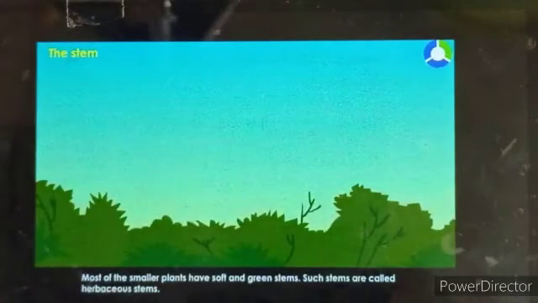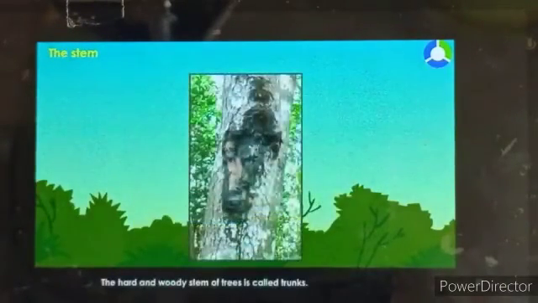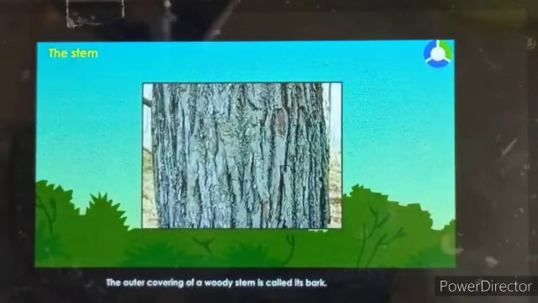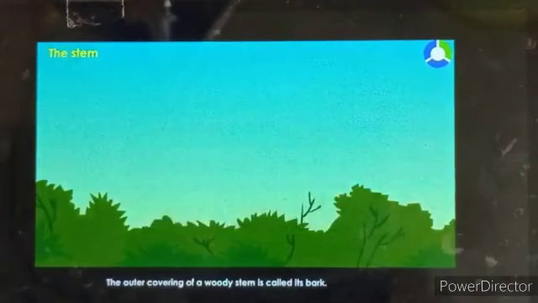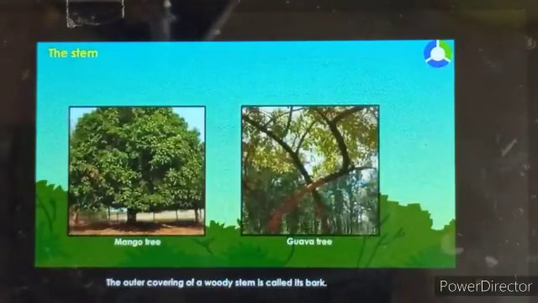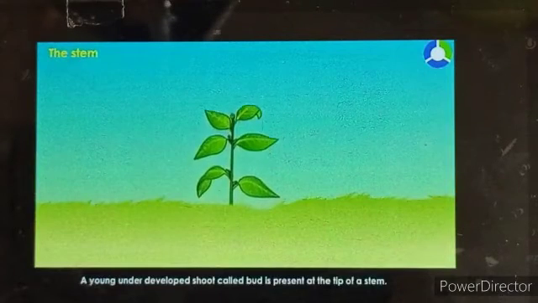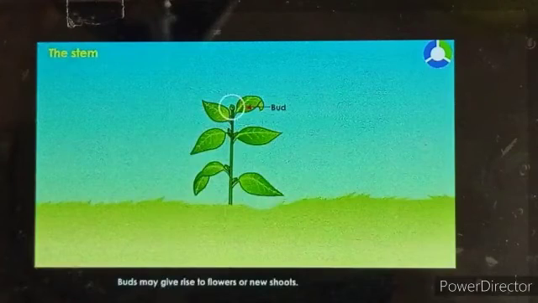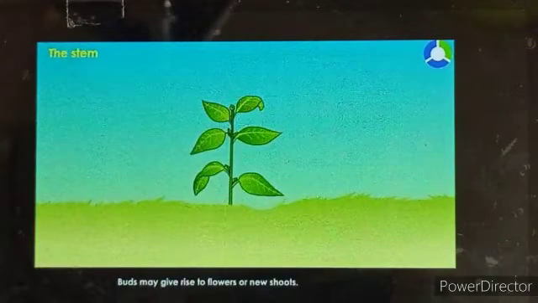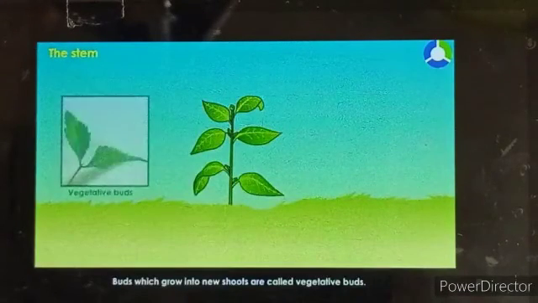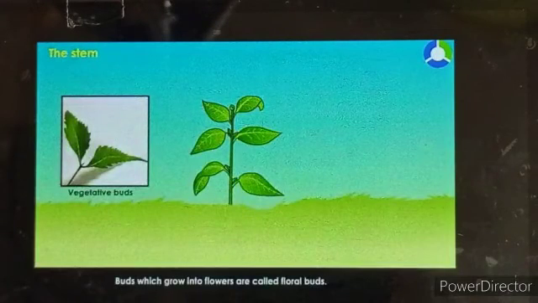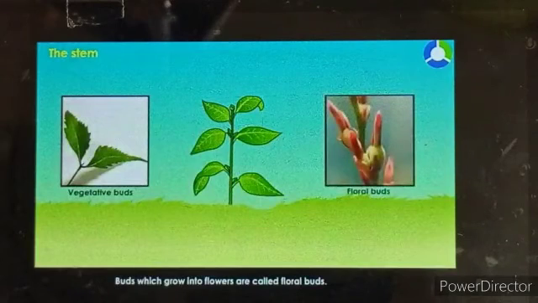Most of the smaller plants have soft and green stems. Such stems are called herbaceous stems. Example, leucas. The hard and woody stem of trees is called trunks. The outer covering of a woody stem is called its bark. Example, mango, guava, etc. A young underdeveloped shoot called bud is present at the tip of a stem. Buds may give rise to flowers or new shoots. Buds which grow into new shoots are called vegetative buds. Buds which grow into flowers are called floral buds.